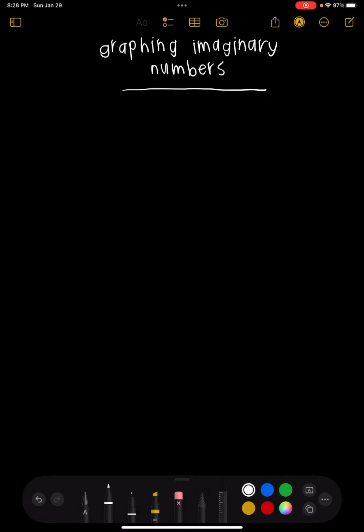For the last video on this imaginary numbers unit, we're going to learn how to graph these imaginary numbers. So when we graph imaginary numbers, we normally have an x and y axis on a graph when we're graphing real numbers. But when we're graphing imaginary numbers, we have a real axis and an imaginary axis. So our real axis is like where the x-axis normally is, and then our imaginary axis is where the y-axis normally is.